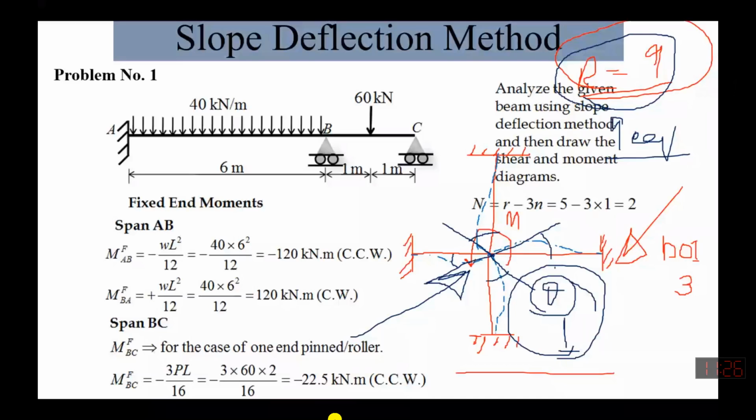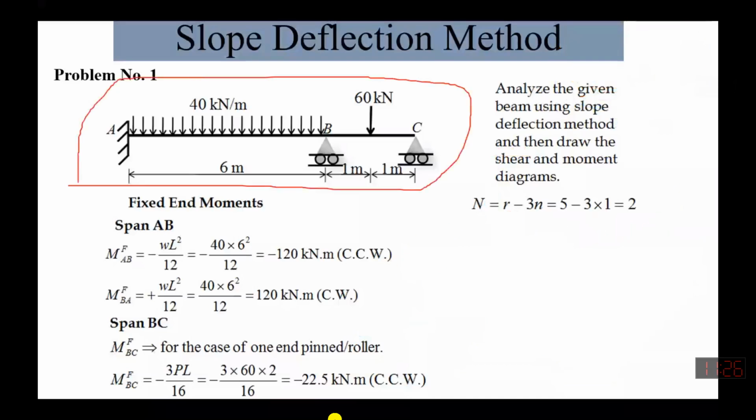Now I will go step by step through the procedure for analysis of this problem by the slope deflection method. So in step 1, students, you are going to write down the degree of kinematic indeterminacy over there. In step 2, we will find out fixed end moments.